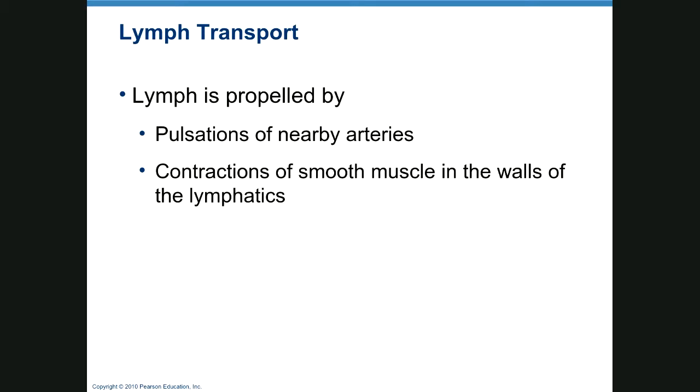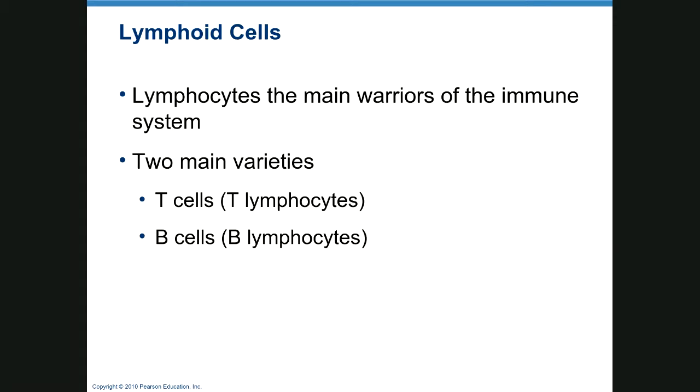Okay, lymph transport. Lymph is transported by pulsation in nearby arteries, and then smooth muscle. There's a little smooth muscle in the walls of lymphatics, and then contraction of muscles, very much like in the venous system. And that's why if someone sits and does nothing all day, they not only get backed up in the circulation of their bloodstream, but also in their lymphatics. Okay, lymphoid cells. The biggest deal cells are the lymphocytes. And we have two varieties, T lymphocytes and B lymphocytes.